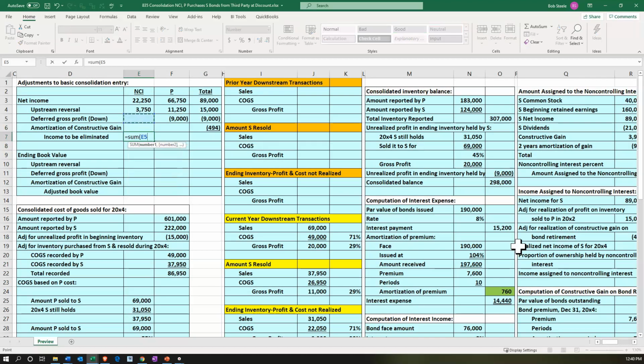Summing this up, first column. Summing up then the second column. You can obviously copy and paste the formula, but I just want to emphasize that we're summing up each of these columns. So there's our starting point.